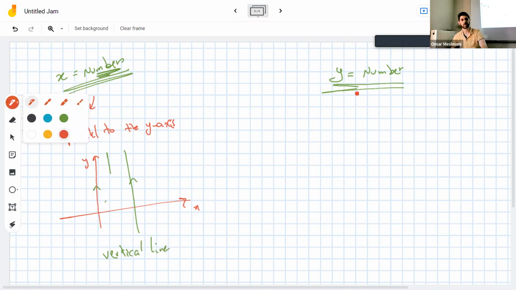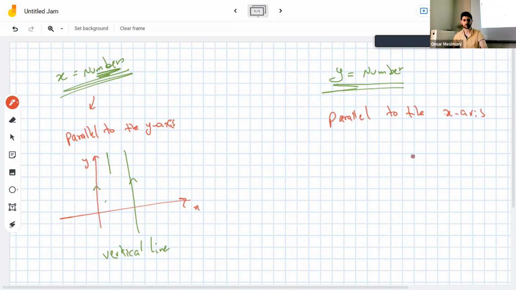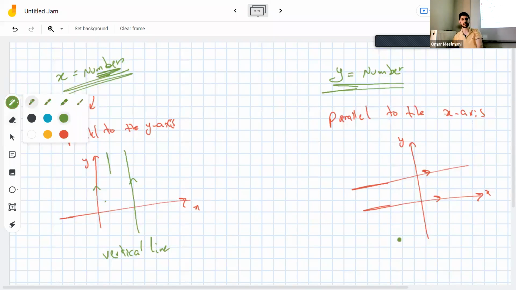Same there, when you have y equals number, you say that it's going to be parallel to the x-axis, sorry, x-axis, like this. That's the x coordinate, and that is the y coordinate. Your line has to be parallel to the x-axis. And now we call this a horizontal line.